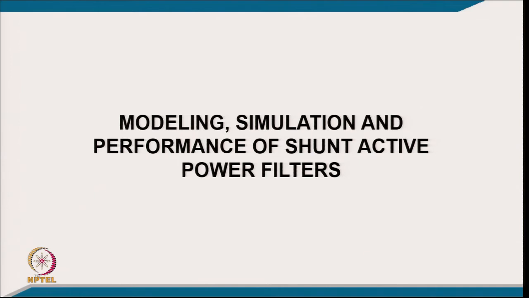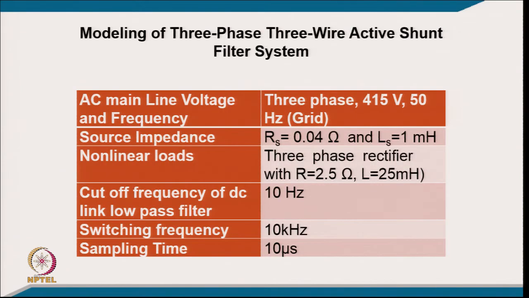So, coming now to modeling and simulation and performance of the shunt active power filter. Taking for the modeling the data of the system: a 415 volt and 50 hertz system with source impedance of resistance 0.04 and inductance 1 millihenry, and a 3-phase rectifier with R of 2.5 ohm and L of 25 millihenry, that is the nonlinear load we can say. The cutoff frequency of the DC low pass filter we take 10 hertz, the switching frequency of 10 kilohertz and a sampling period of 10 microsecond.